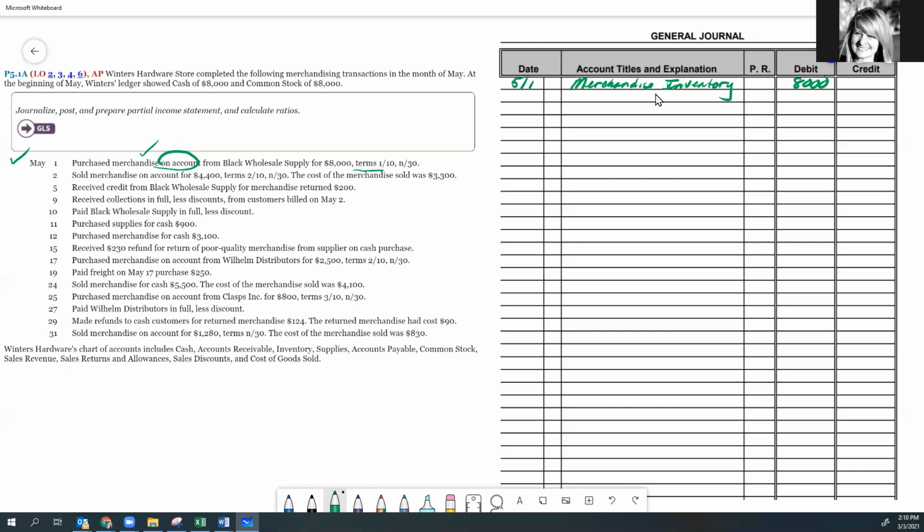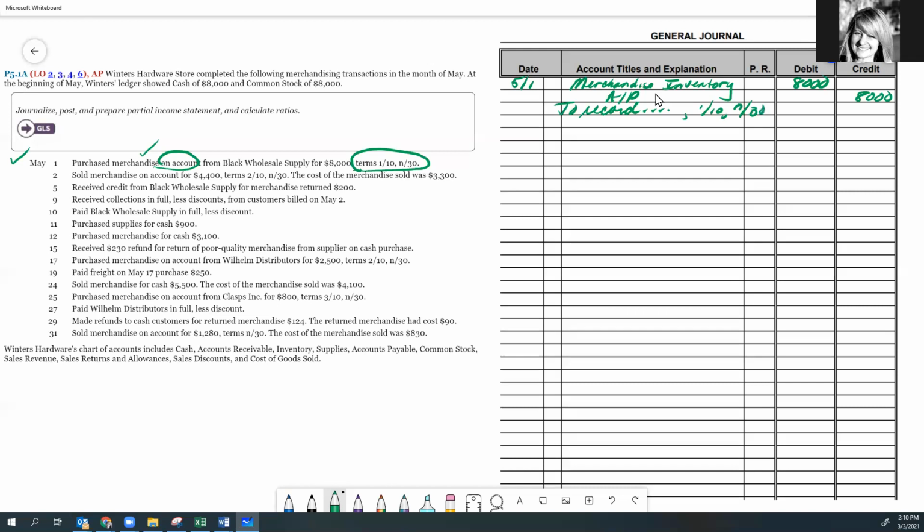And we're also given some terms, which are defined in your book and which we also went over in class, but I'll talk about those briefly. Since we purchased it on account, that means we didn't pay for it when we purchased it. So we're going to credit accounts payable, 8,000. To record inventory purchased on account. Make sure you complete your full description, but I am going to put the terms in here as 1/10 net 30.